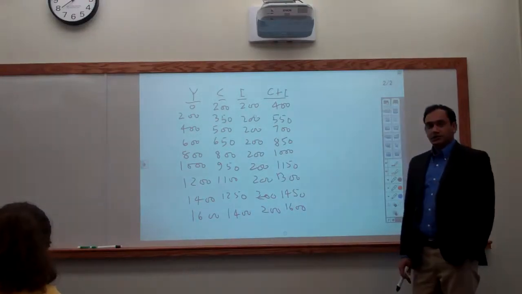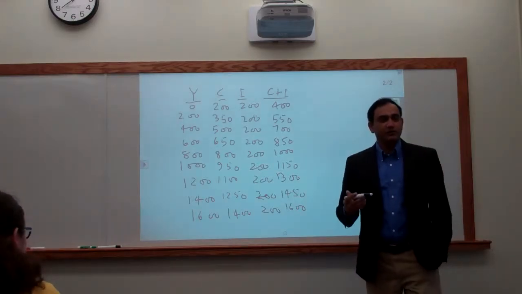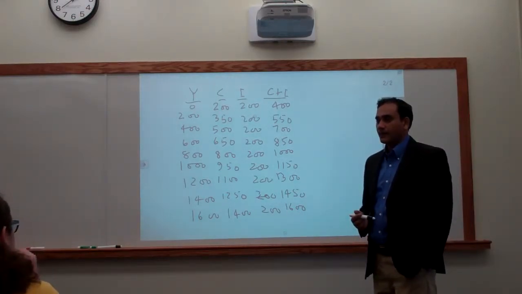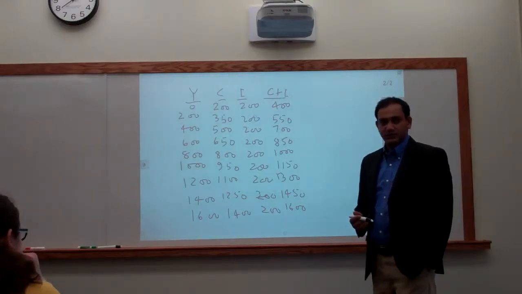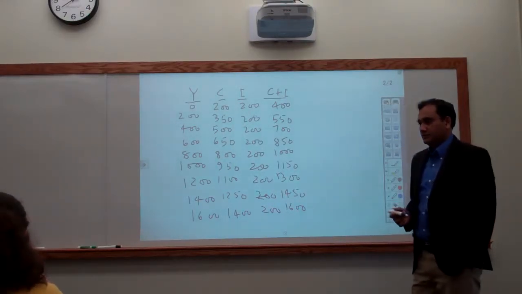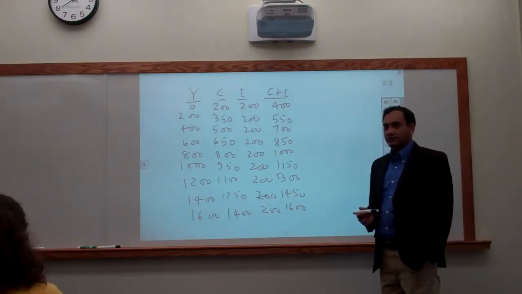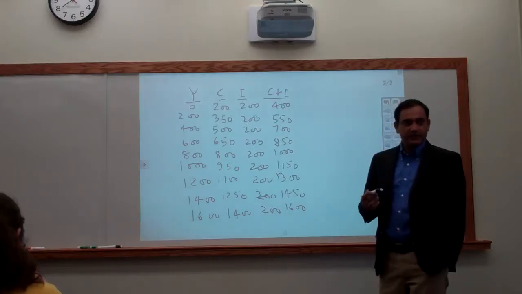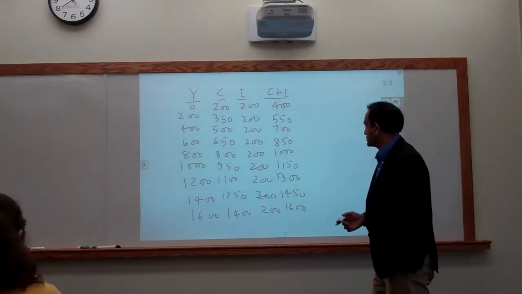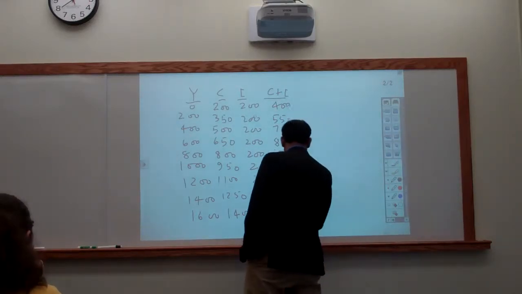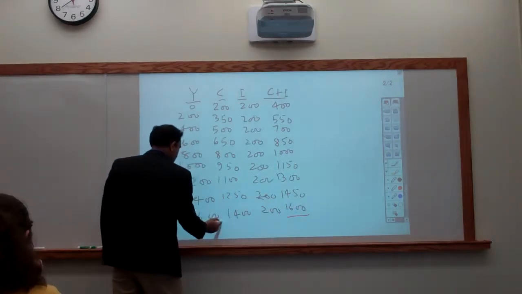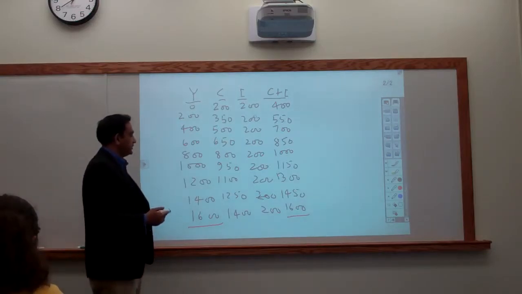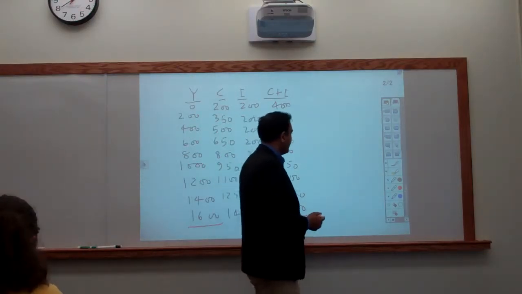So what is the equilibrium value of GDP in this economy? 1600, because Y and C plus I are the same. Aggregate output is the same as the planned aggregate expenditure. So that's correct, we got this and this equal. The equilibrium value of GDP is 1600 in this economy.